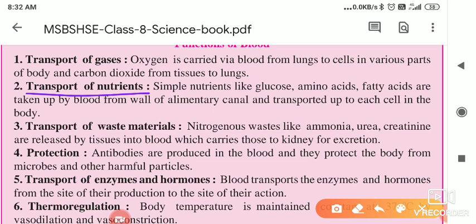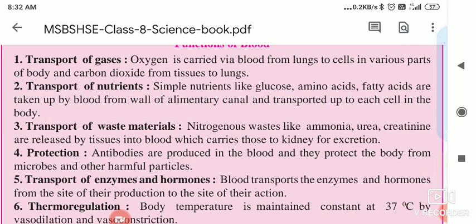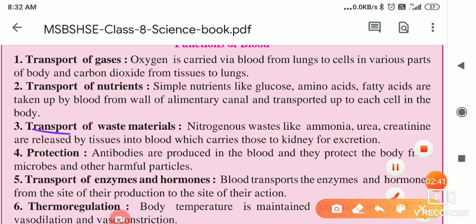Second, transport of nutrients. Which are the simple nutrients? Glucose, amino acids, fatty acids, taken up by the body from the wall of the alimentary canal. The alimentary canal absorbs these materials from the food, and they are transported to each cell in the body for the further process.